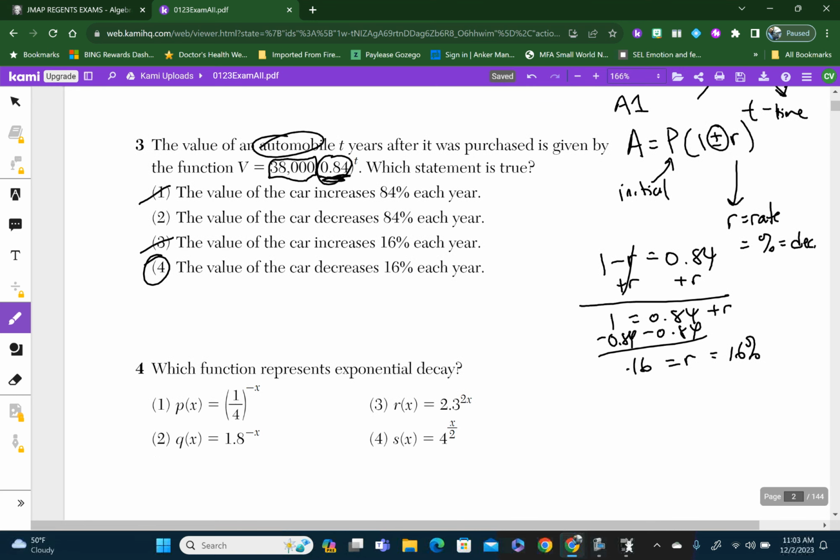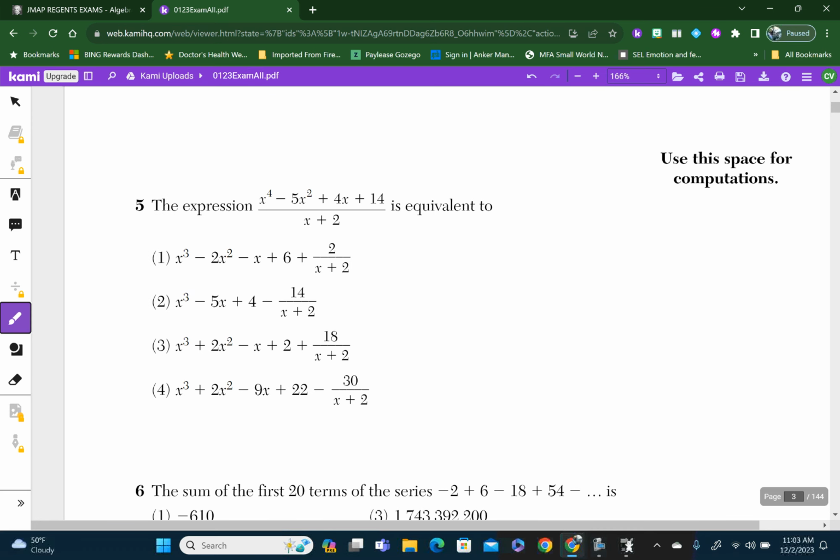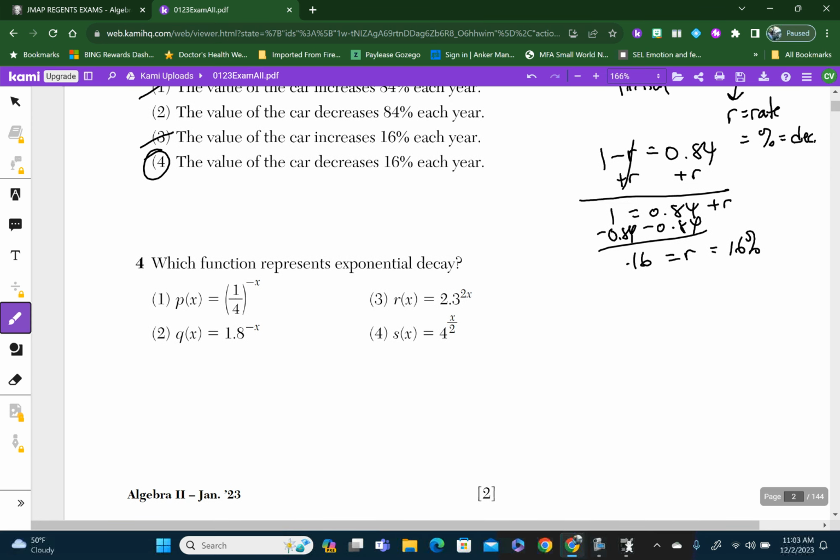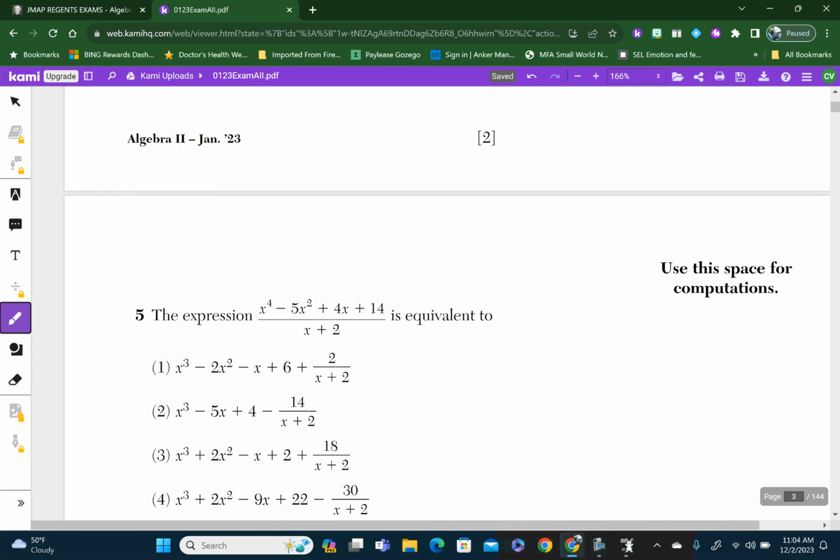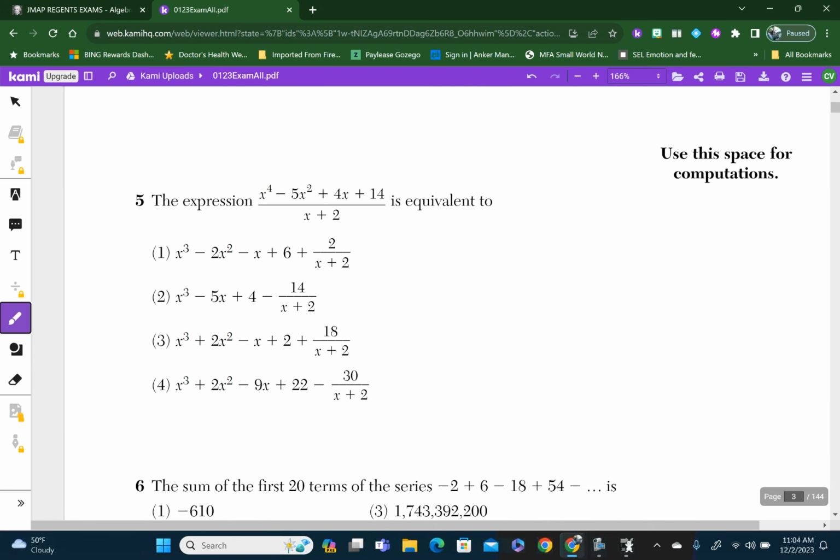All right. So which one represents exponential decay? We kind of just talked about this already. Exponential decay, the graph is going to look like this. This is exponential growth, and exponential decay looks like that. So just plug each of these into the calculator. That's just a vocabulary one, which is why I figured I can teach this pretty quick. If you plug each of these into the calculator, the one that looks like the decay function is going to be 1.8 to the negative x.